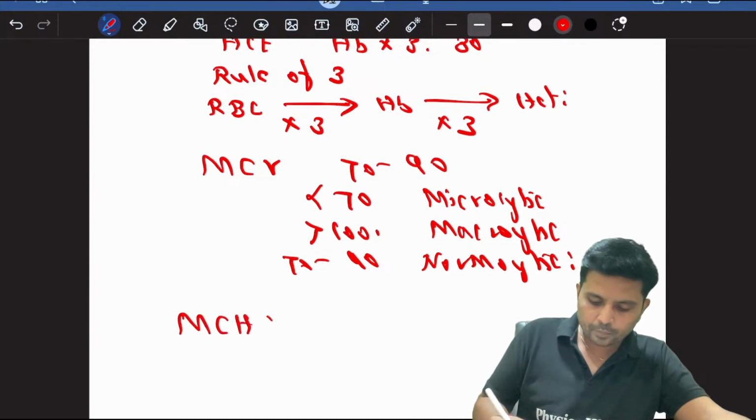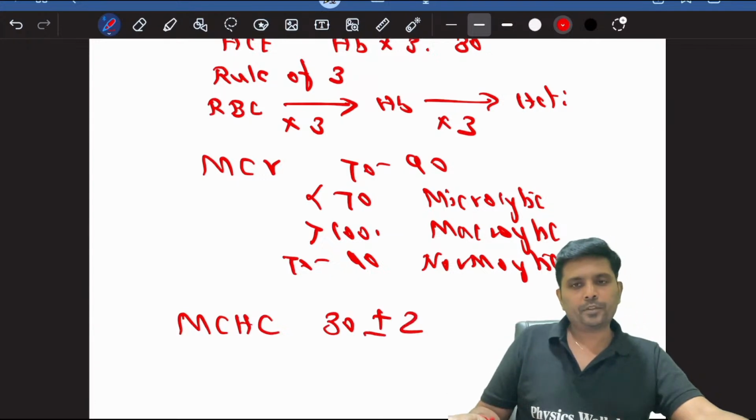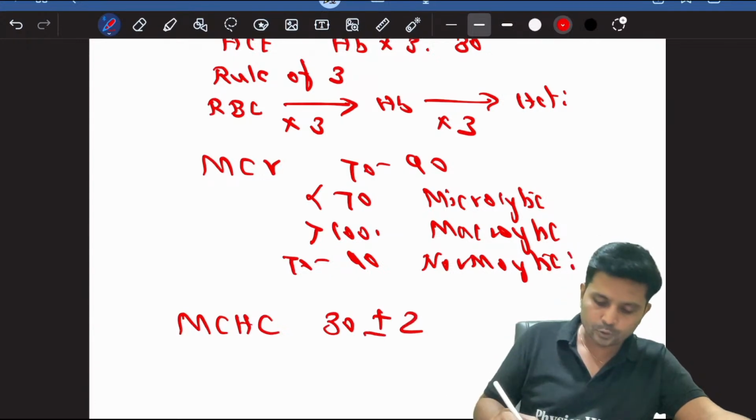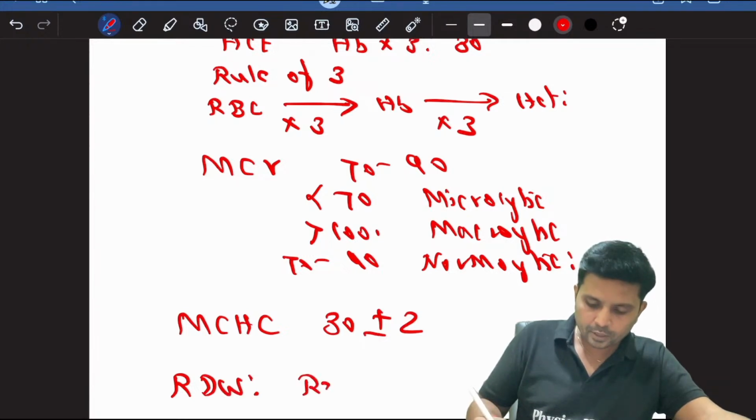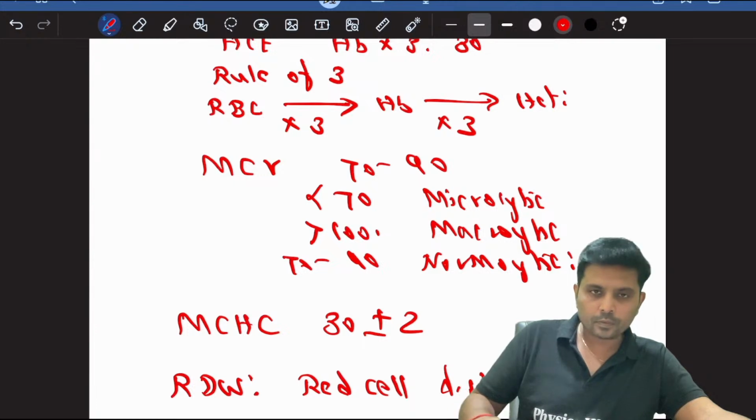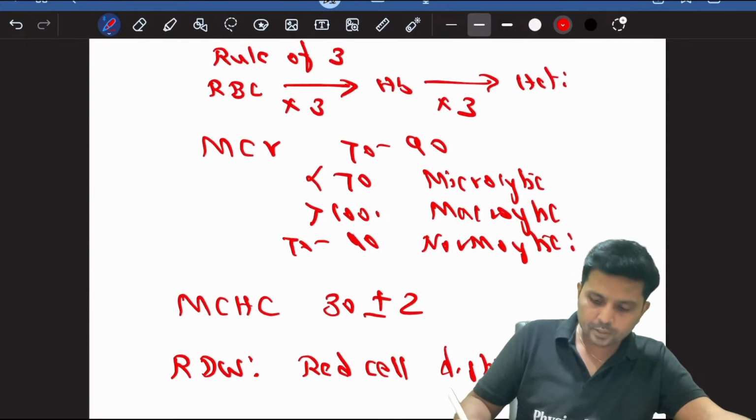What is mean corpuscular hemoglobin concentration? It is somewhere around 30 plus or minus 2. What is called RDW? RDW means red cell distribution width.